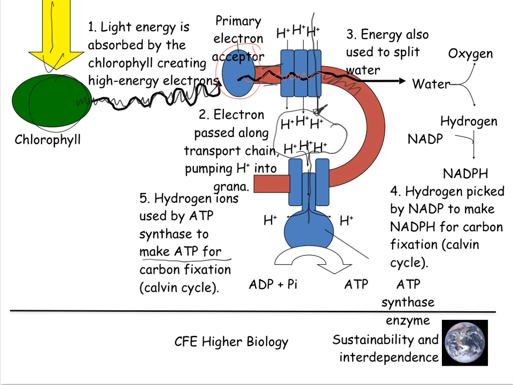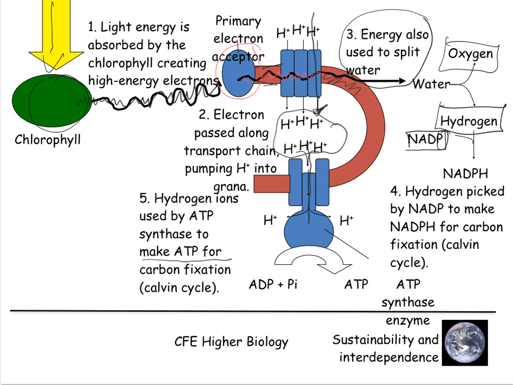Now, as well as that happening, some of the energy is also used to split water. When that water is split, you produce oxygen and hydrogen, and the hydrogen is picked up by a hydrogen acceptor. In this case it is called NADP. You remember in respiration there's NAD, with no P at the end. How I always remember this is that if we're talking about photosynthesis, the hydrogen acceptor has got a P at the end of it. If you're talking about respiration, there's no P at the end.